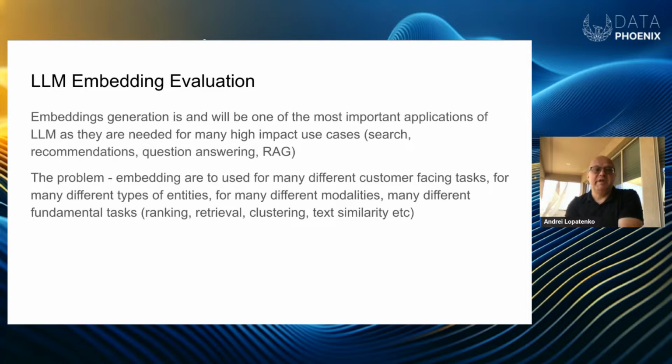as they are needed for many high-impact use cases: search, recommendation, question answering systems, because for most modern businesses, search and recommendations drive a very big part of business revenue. And of course, improving those systems by using LLM embeddings has a big impact on your system, right? So embeddings are really important and will be very big due to the direct connection to company revenues in most companies. And embeddings are used for many different customer-facing tasks, for many different types of entities, many different modalities, many different fundamental tasks such as ranking, retrieval, clustering, text similarity.